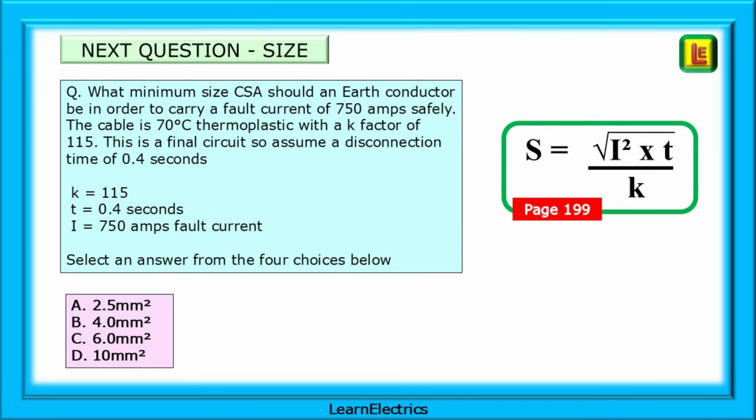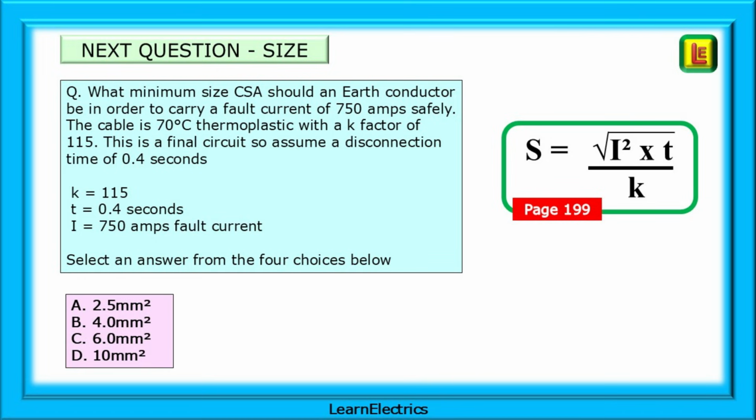What minimum size CSA should an earth conductor be in order to carry a fault current of 750 amps safely? The cable is 70 degrees Celsius thermoplastic PVC with a K factor of 115. This is a final circuit, so assume a disconnection time of 0.4 seconds. Use the following data. K is 115, T is 0.4 seconds, and I is 750 amps. Select an answer from the 4 choices below.